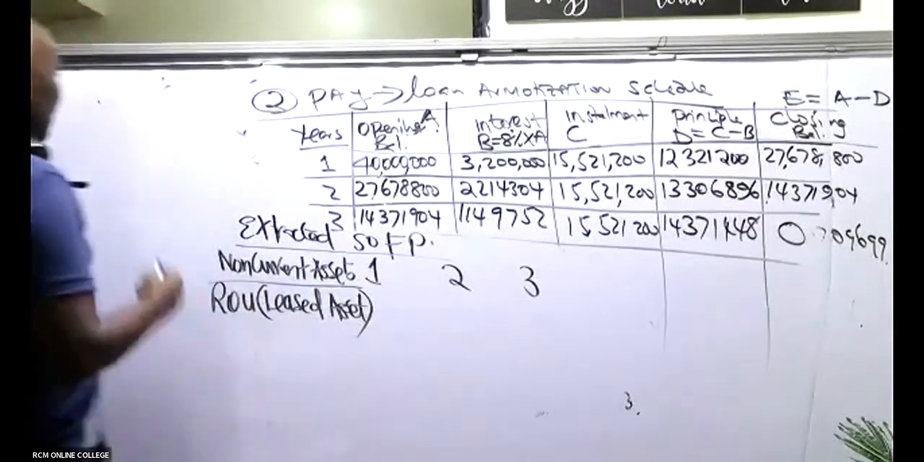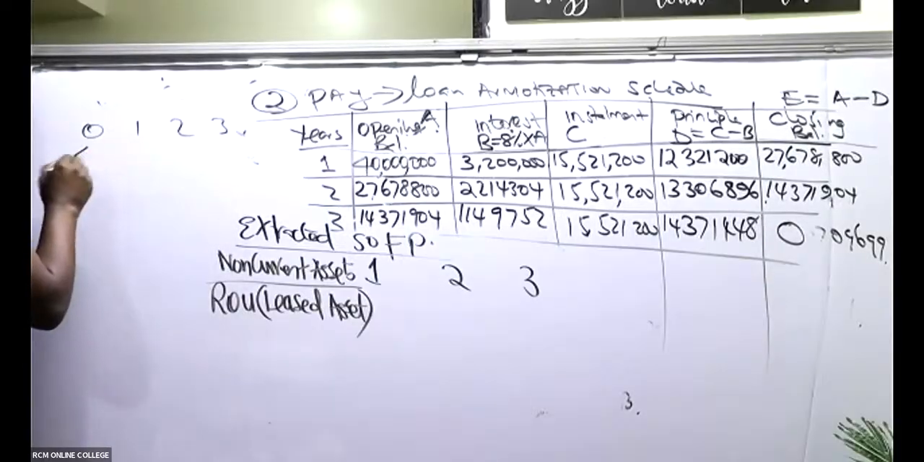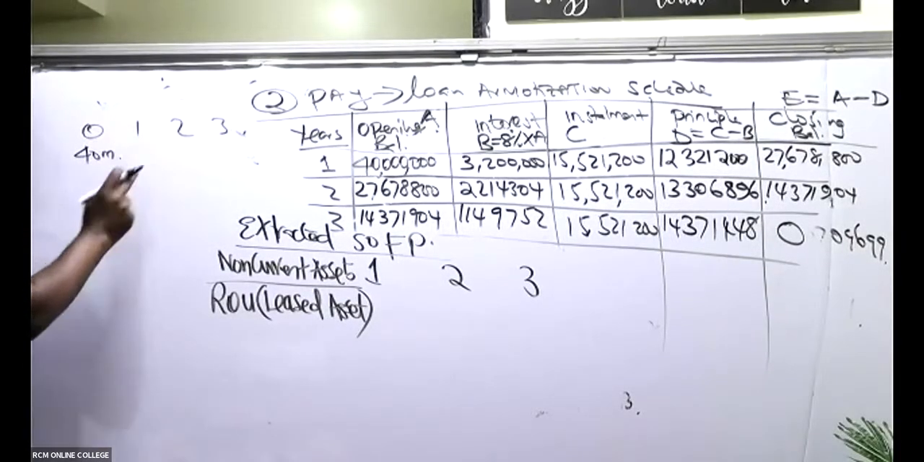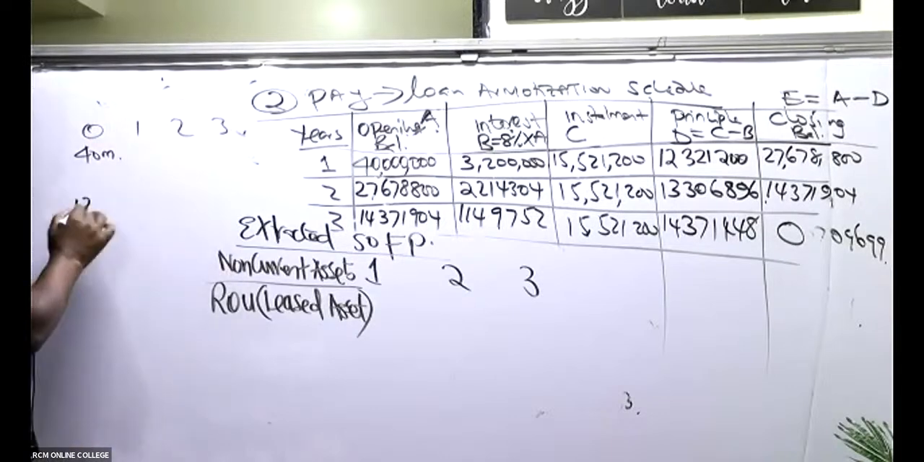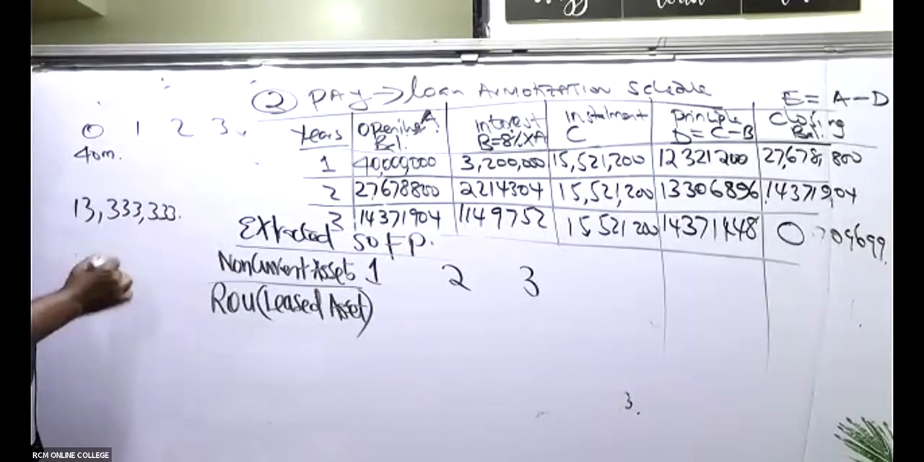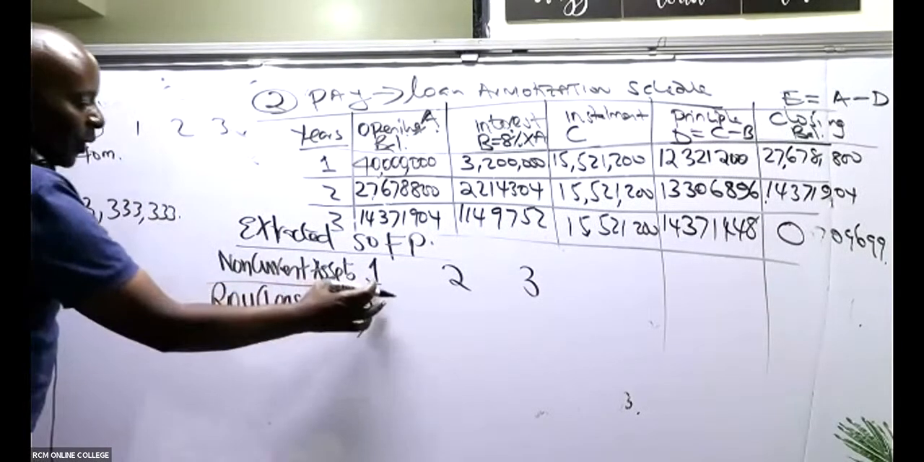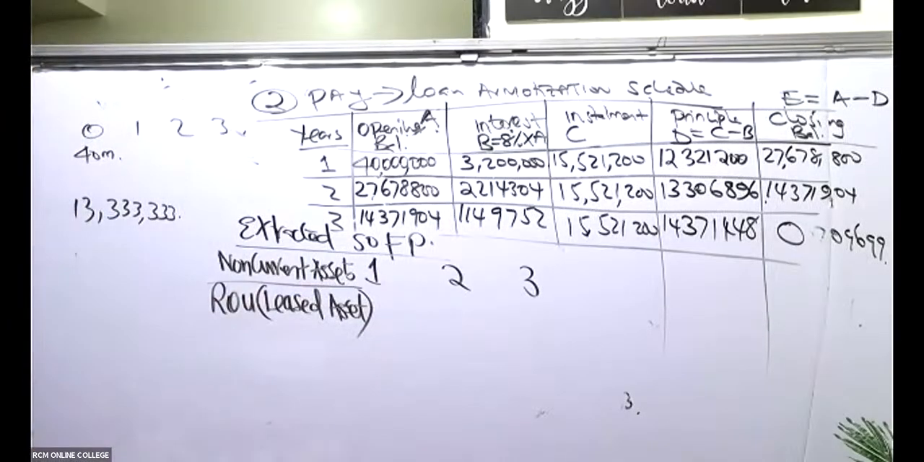So remember, at time 0, 1, 2, 3, at time 0 we began with 40 million. But each year we are losing that 13 something, was it 13,333,000 each year? So by the end of year 1, what will be the value of our asset? Because we're looking at the end of the years. Remember, this is today 40 million.